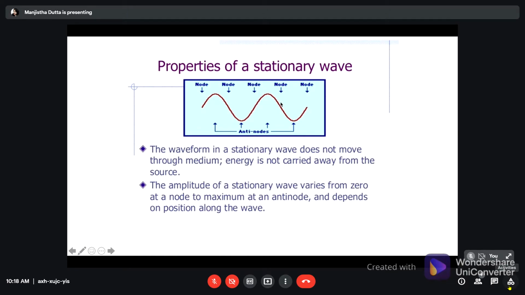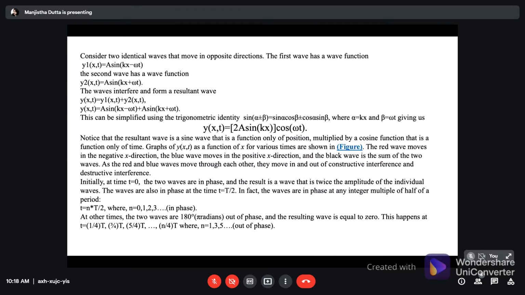So the property of a stationary wave is different from the traveling wave or other waves we know. It does not move through the medium, and energy is not carried away from the source. The whole energy is confined to some region, like an oscillation. And the amplitude of a stationary wave varies from zero at a node to maximum at an antinode, and we have shown that in the previous calculation. Okay, so going to our next slide.